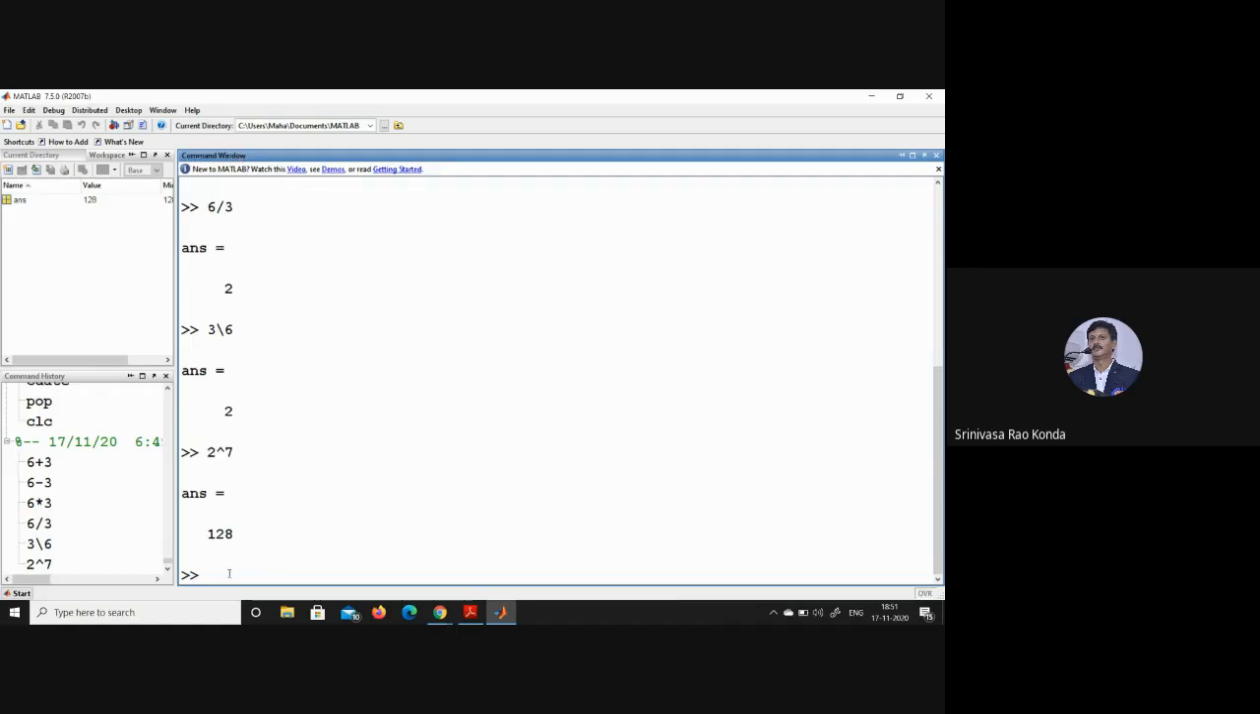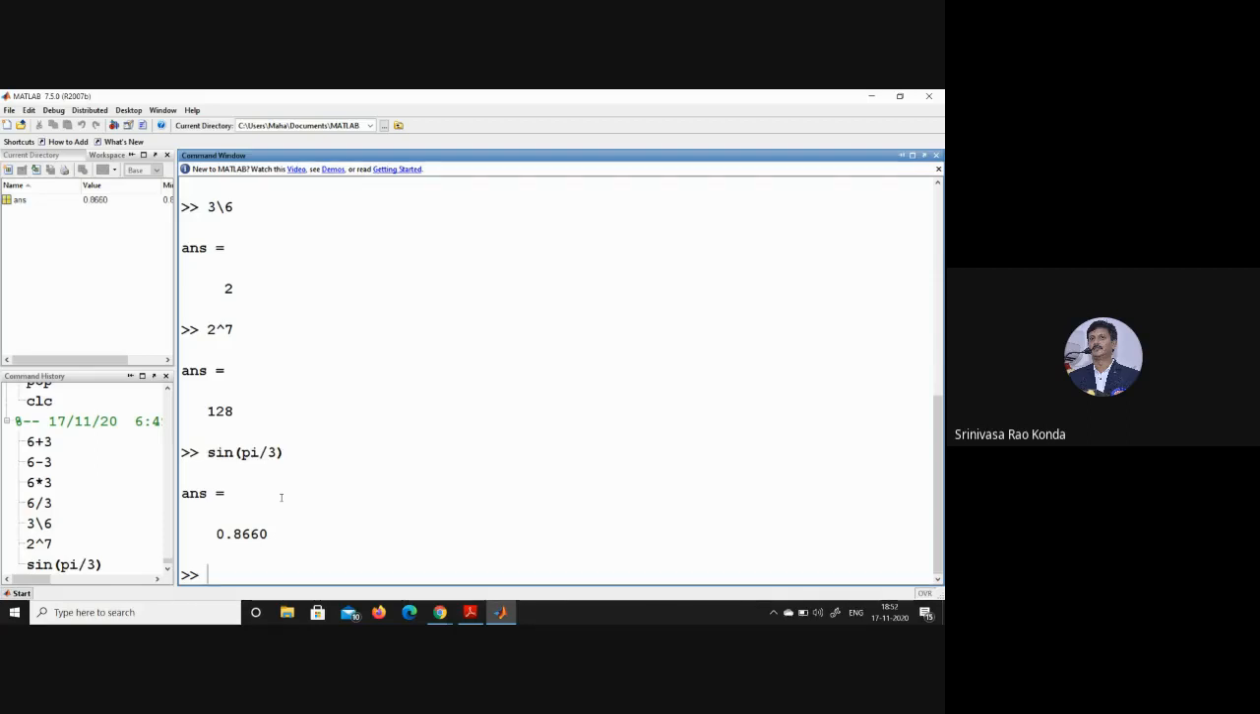Suppose you want to find the sine value, sine of pi by 3. How to enter pi by 3? You have to use open braces. Open braces indicate that it is an inbuilt function. Sine of pi by 3.